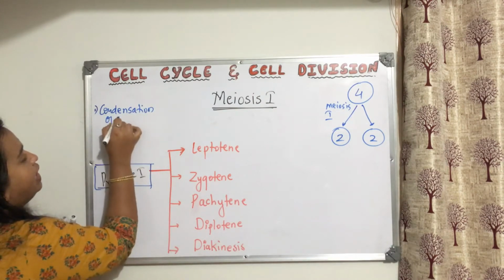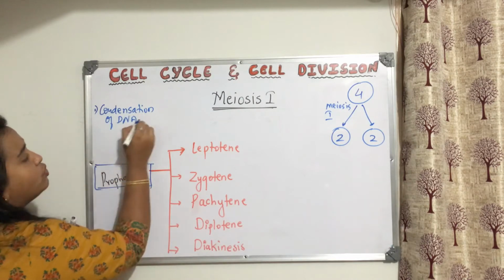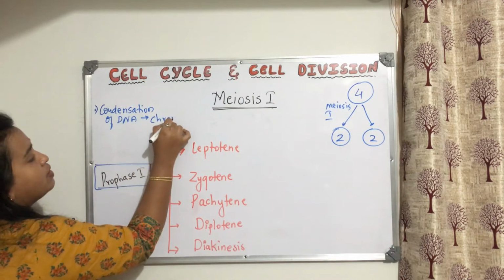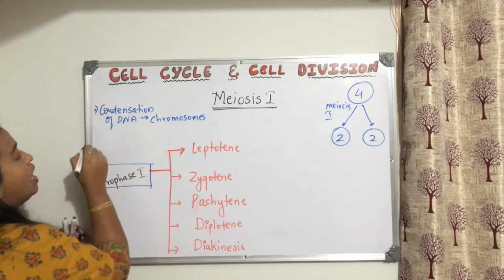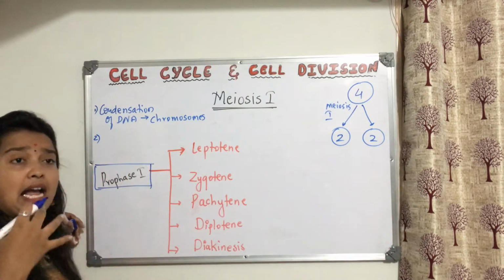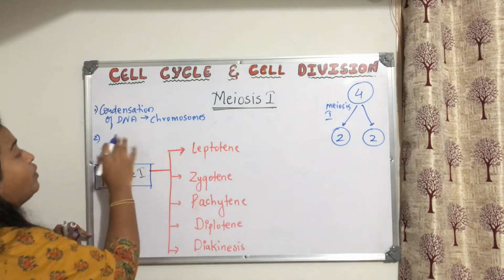Condensation of DNA. Why should it condense? To form chromosomes. This is the main point of prophase. Another thing is that as it is getting condensed, what will happen?